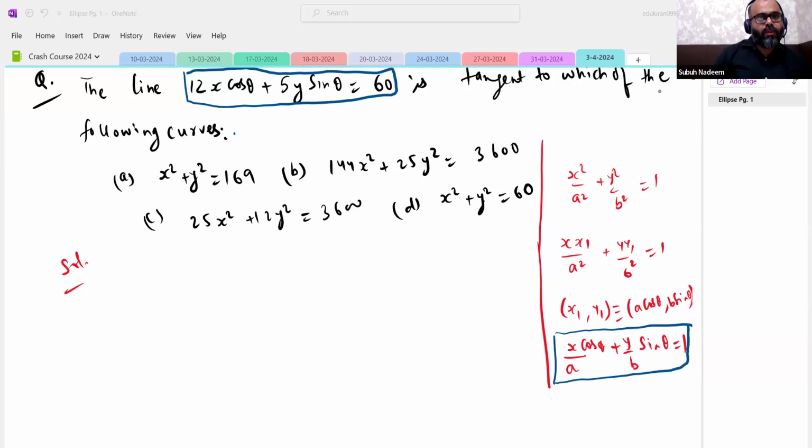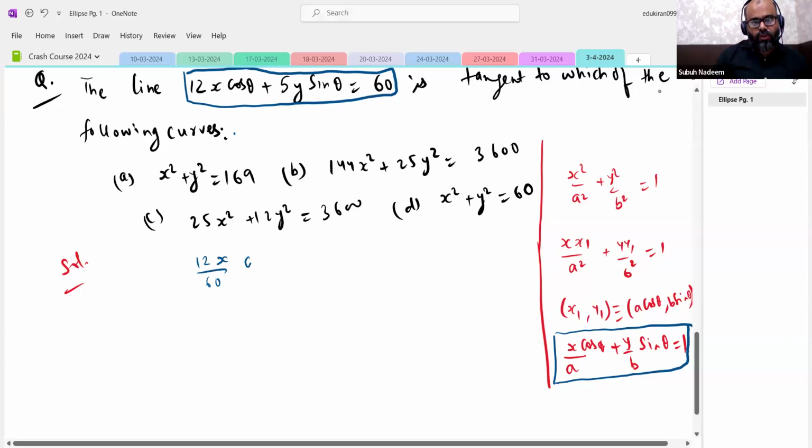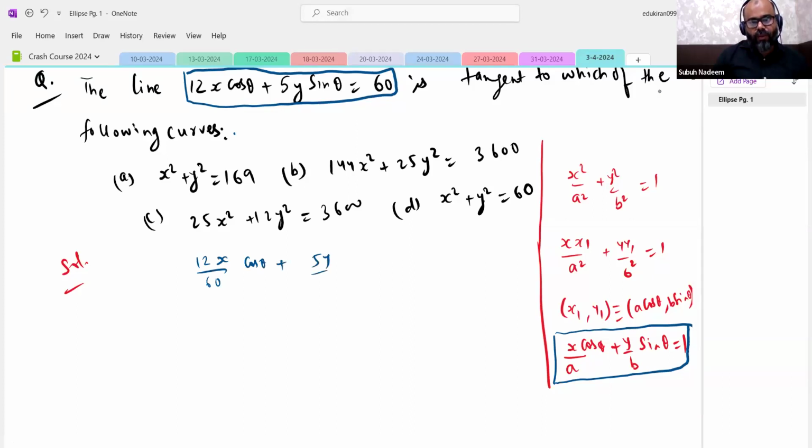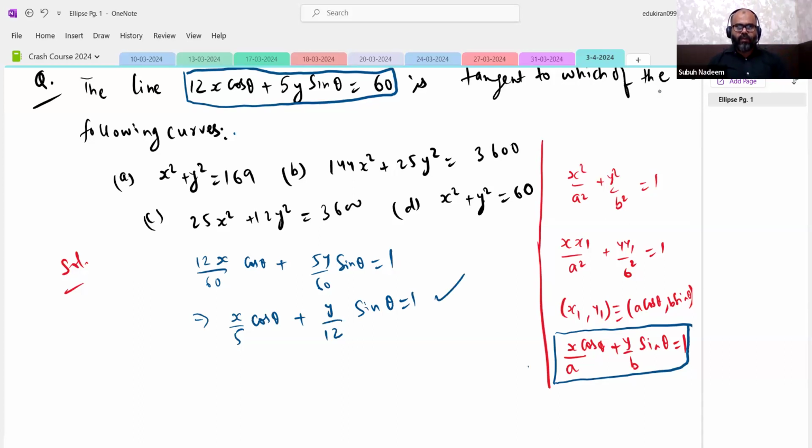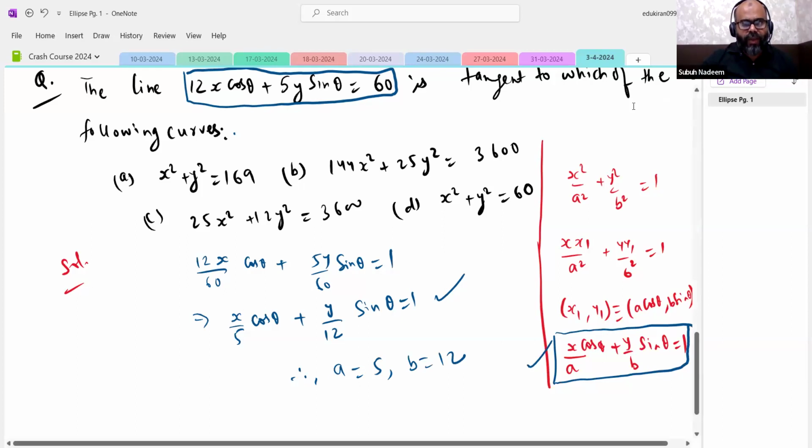So what we have to do here, if you see this pattern, is divide by 60. So it will become 12x by 60 cos theta plus 5y by 60 sin theta is equal to 1. Now 60 by 12 is 5, so x by 5 cos theta, and 60 by 5 will be 12, so y by 12 sin theta is equal to 1. If you match this equation with this one, you can see therefore a is equal to 5 and b is equal to 12. So these are the values of a and b.